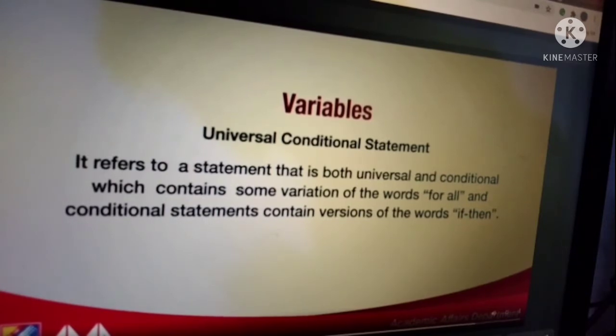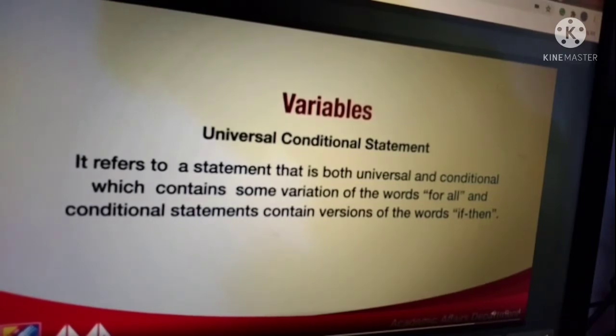Universal conditional statement. So, ang variables daw, it refers to a statement that is both universal o kaya conditional. Pag sinabing universal, malawak. Pag sinabing conditional, depende dun sa inihingi. Which contains some variation of the words. Pwedeng for all. Ang for all kasi, that is for universal. For all values. Halimbawa, for all values of x, which one is blah blah blah. So yun yung universal. Ginagamitan siya ng salitang for all kasi nga universal.